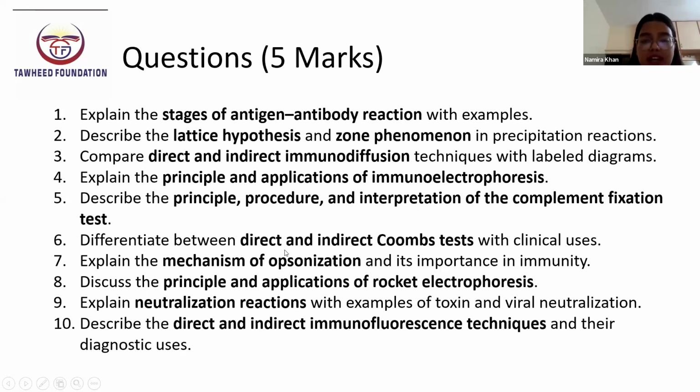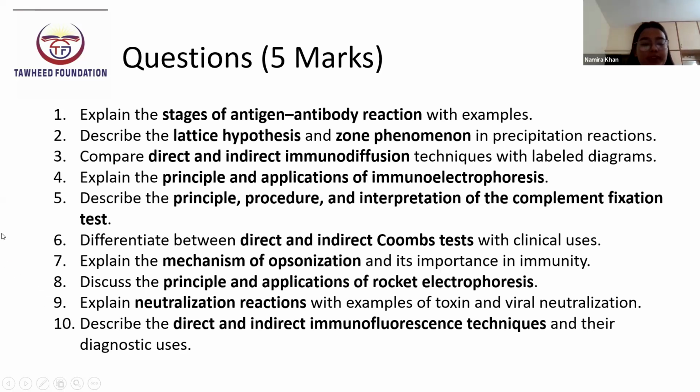Six, differentiate between direct and indirect Coombs test with clinical uses. Seven, explain the mechanism of opsonization and its importance in immunity. Eight, discuss the principle and applications of rocket electrophoresis. Nine, explain neutralization reactions with examples of toxin and viral neutralization. And last, ten, describe the direct and indirect immunofluorescent techniques and their diagnostic uses.